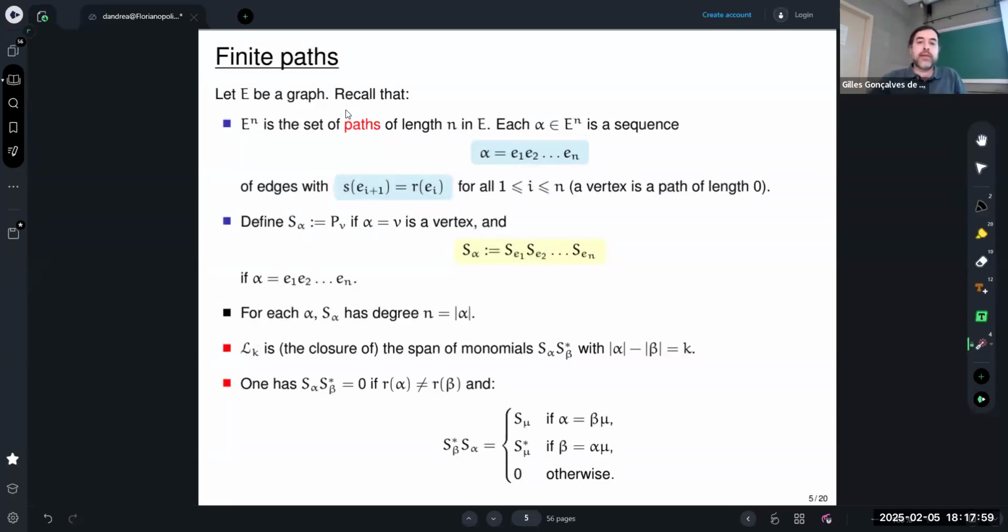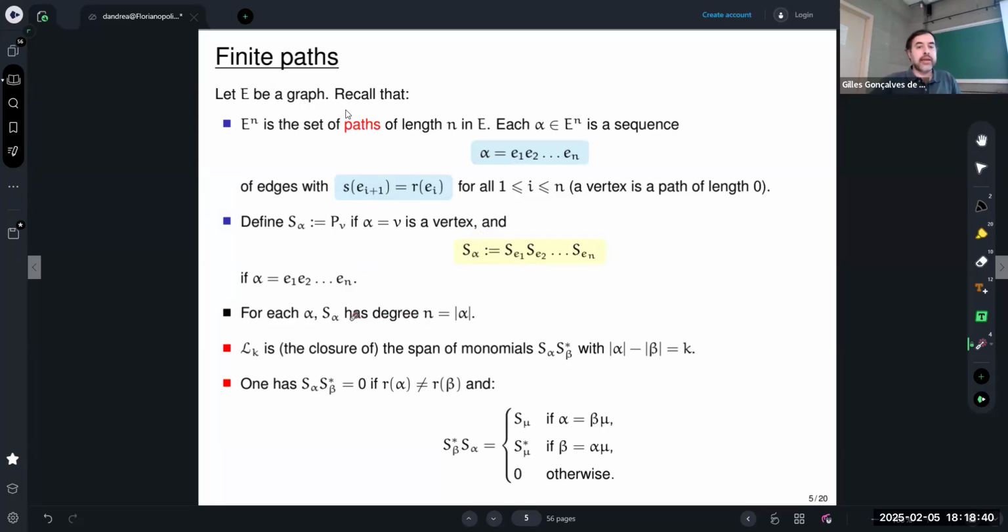Okay, I'm not sure we are going to need this, but let me remind you, we saw some of these formulas already in the morning. I denote by E to the power n the set of paths of length n in the graph, which means that you have a sequence of n edges, and for each one, the range is the source of the next. If you call alpha such a sequence, you can attach to this alpha a partial isometry, which is just the product of the isometries of the edges. And if alpha is a vertex, you just define S alpha to be the vertex projection.